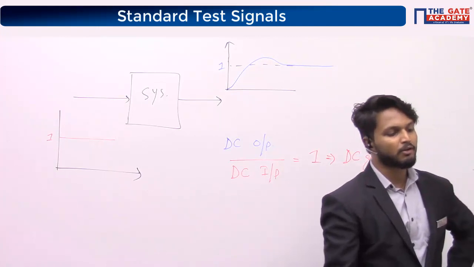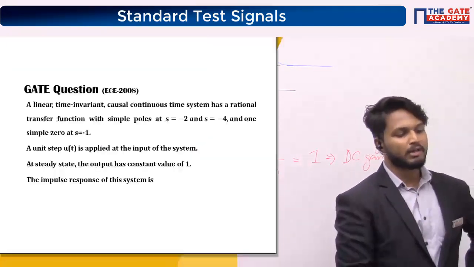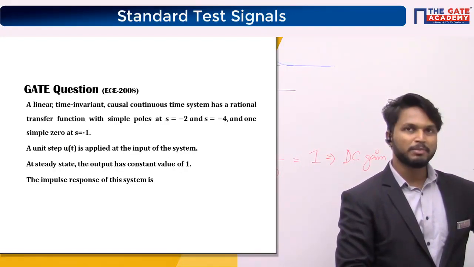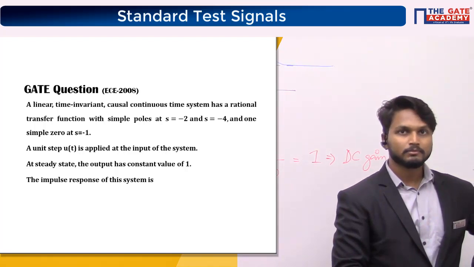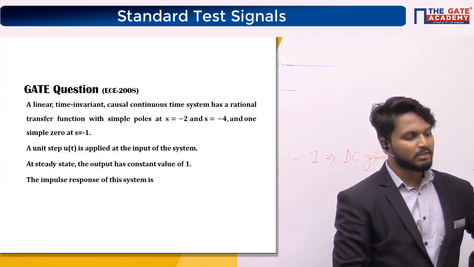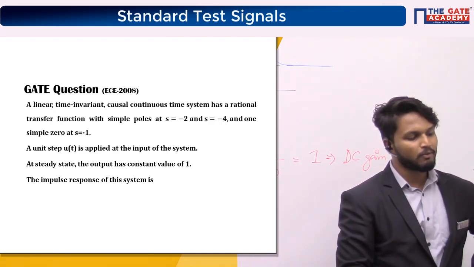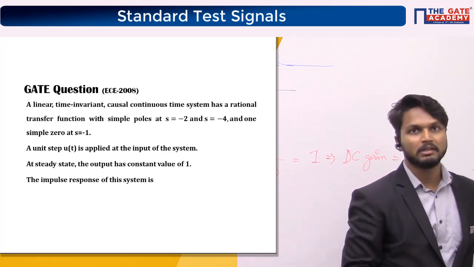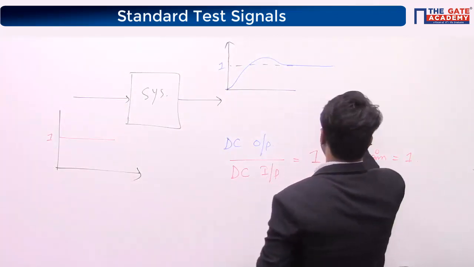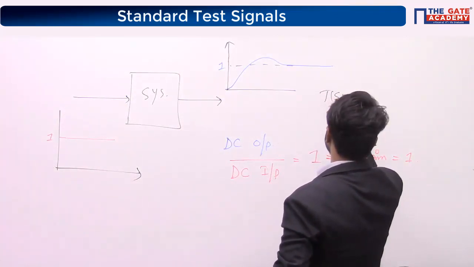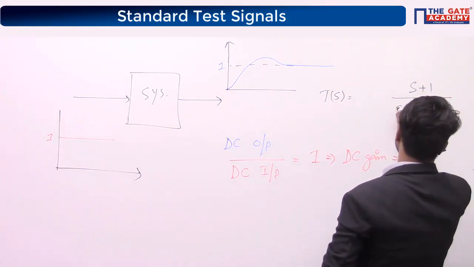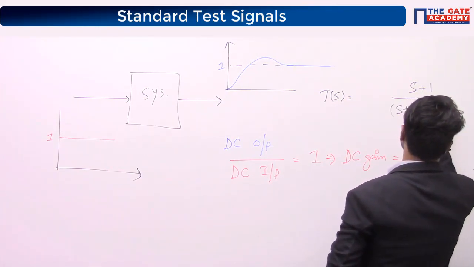A linear time invariant causal continuous time system has a rational transfer function with simple poles at s = -2 and s = -4 and one simple zero at s = -1. A unit step input u(t) is applied at the input of the system. At steady state, the output has a constant value of 1. The impulse response of the system is. Impulse response is asked, not the transfer function. So I am writing the transfer function of the system. T(s) is equal to (s + 1) divided by (s + 2)(s + 4).